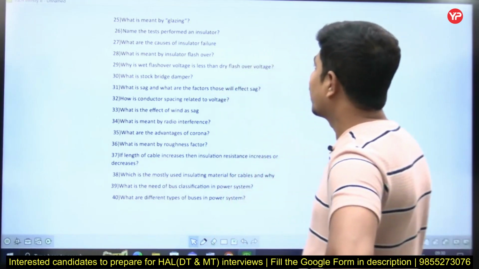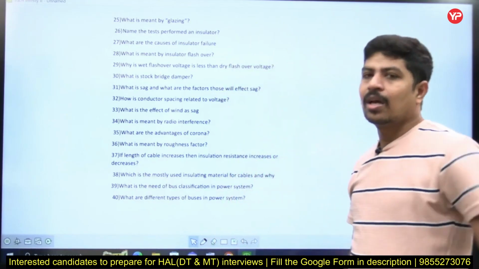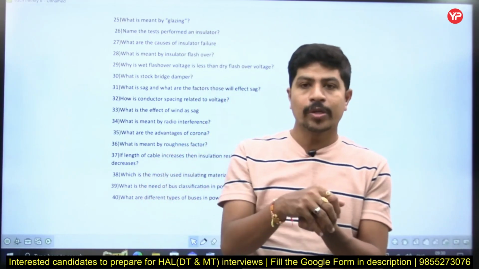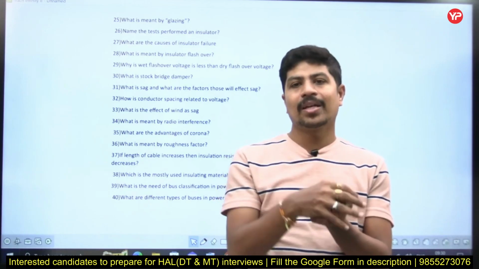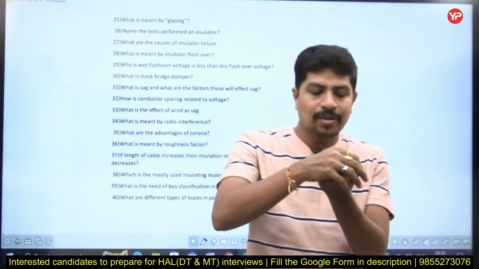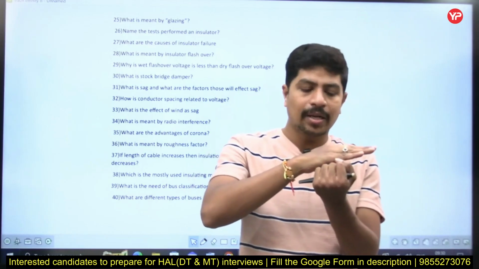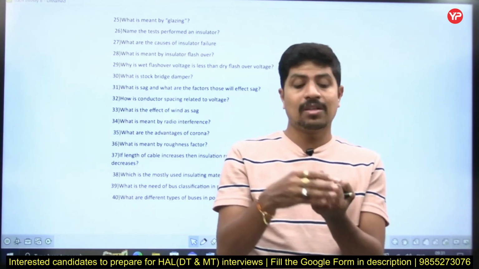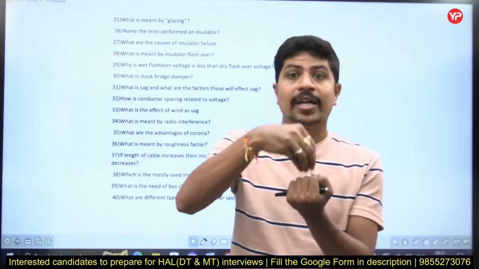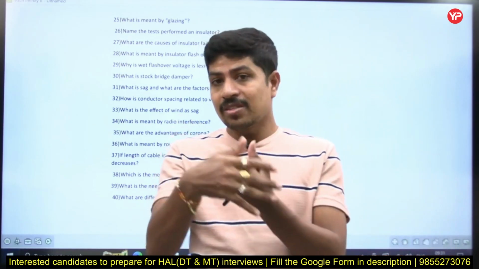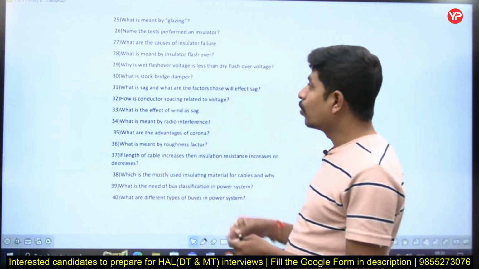Next, what is meant by glazing? Glazing means if you take the insulator, we make it a very smooth surface so that no dust is going to deposit on it. Why? Because dust particles will increase its conductivity. If it is very smooth, whenever dust comes, it will automatically get rid of it because of wind and so on. If it is a rough surface, then the dust will get deposited and the conductivity increases, then the insulation capacity of the insulator is going to decrease. That's why we do glazing.